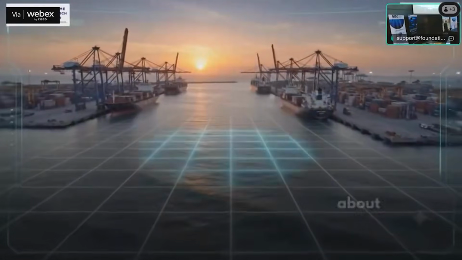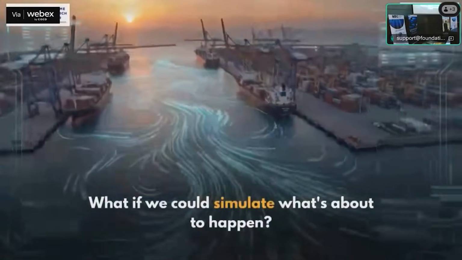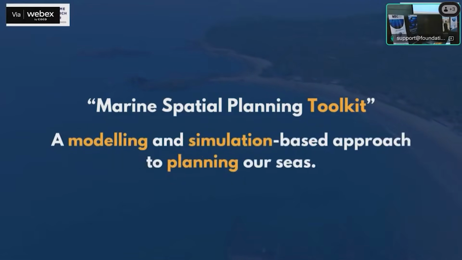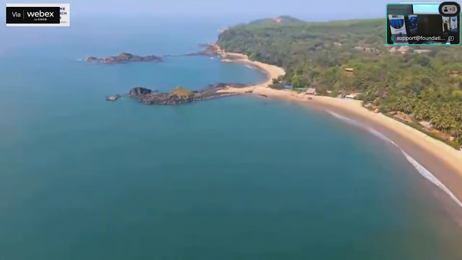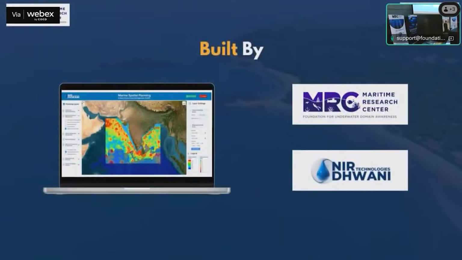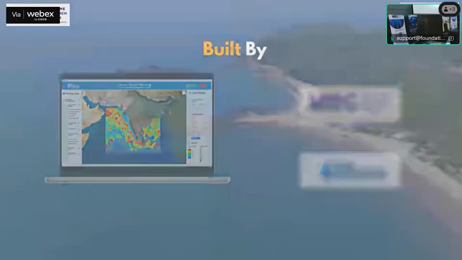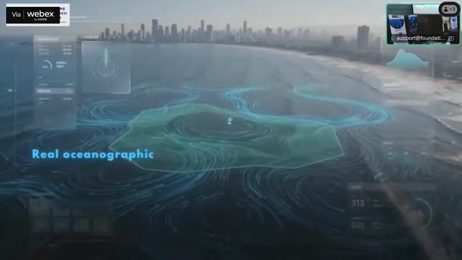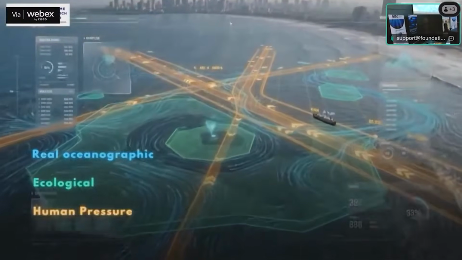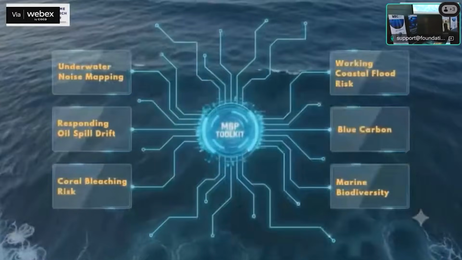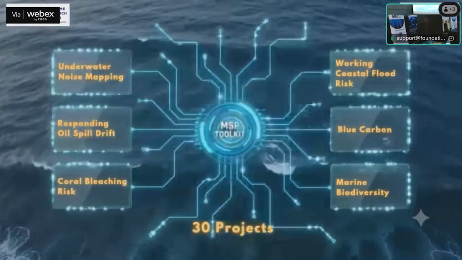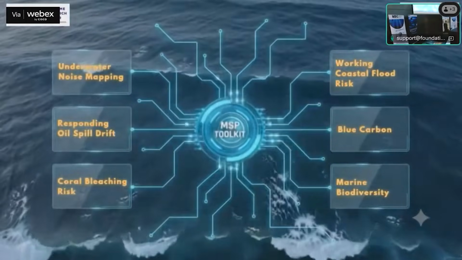What if instead of just mapping what we already know, we could simulate what's about to happen? That's the idea behind the Neerdwani Marine Spatial Planning Toolkit, a modeling and simulation-based approach to planning our seas. Built by MRC and Neerdwani technology, it doesn't just show you the ocean as it is. It shows you the ocean as it's becoming under real oceanographic, ecological, and human pressures. The toolkit is built around 6 core simulation initiatives, broken down into nearly 30 individual projects. Every one of them grounded in verified, open-source data.